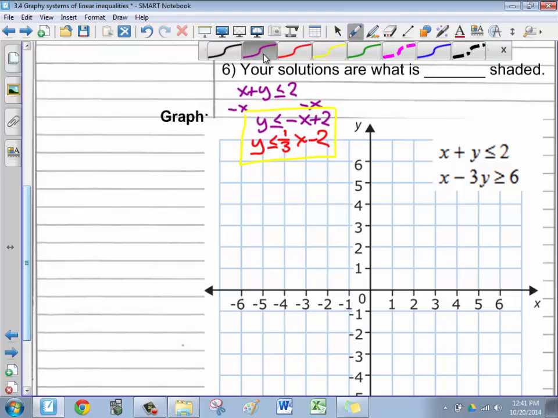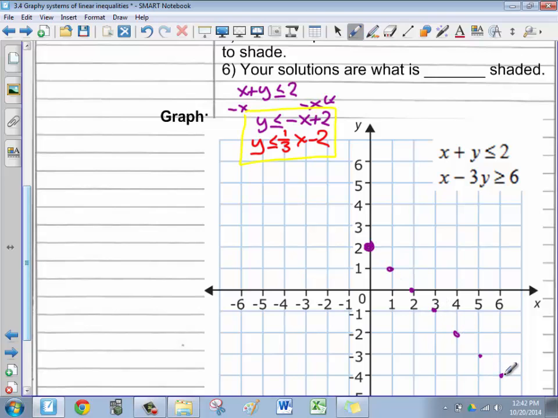So y is less than or equal to negative x plus 2. We're going to go up to positive 2 because that's my y-intercept. And my slope is negative x. So I got a bunch of dots going down like that. I got a negative 1 slope like that.